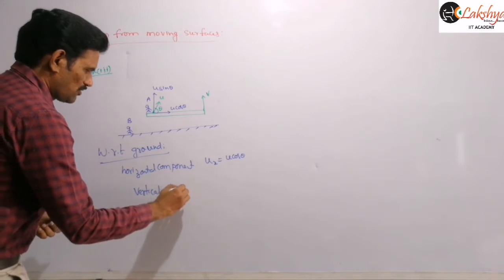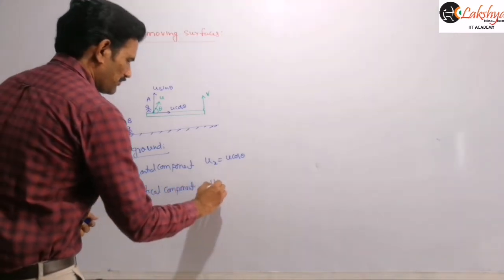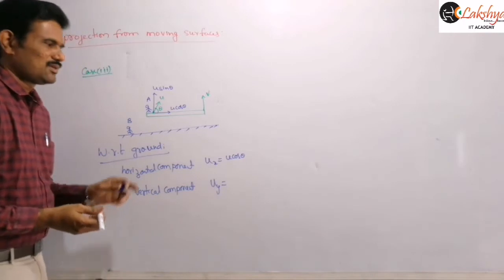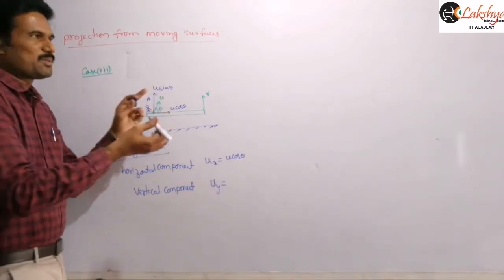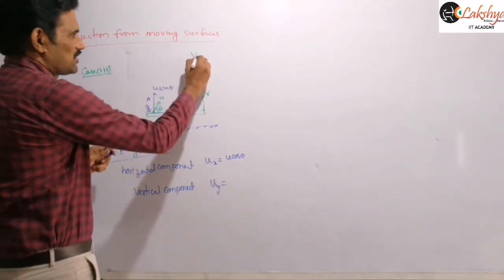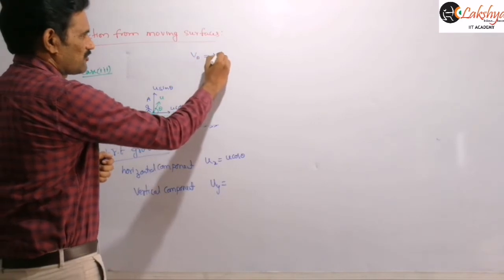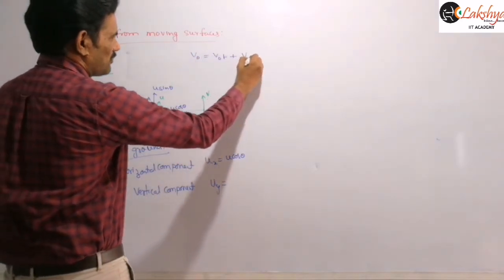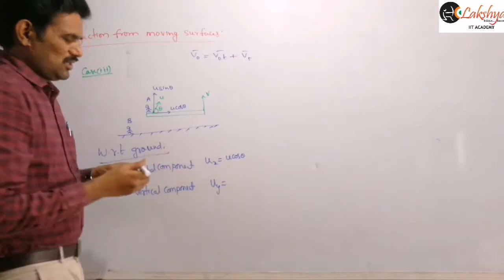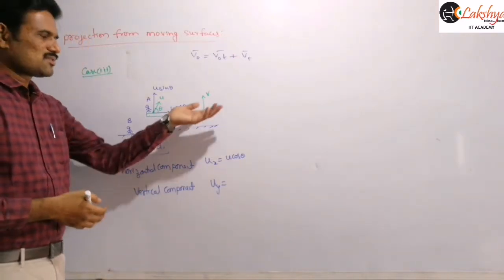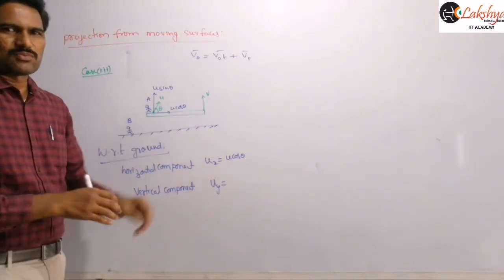Can you say the vertical component? How much is it? Previously we mentioned that the velocity of this object is equal to the velocity of the object with respect to the truck plus the velocity of the truck, right? So here you may consider it as a platform or you can treat it as a truck, there is no problem here.